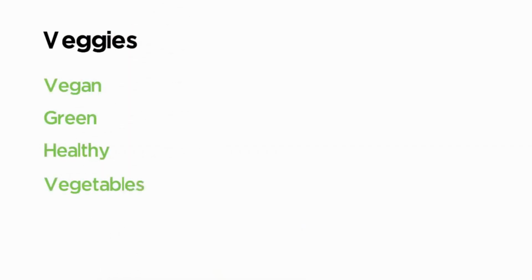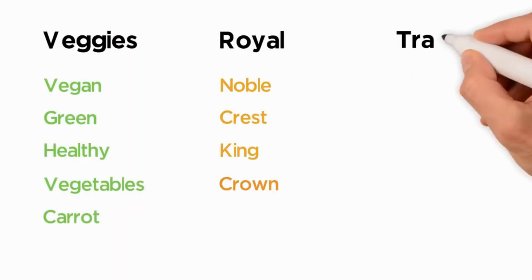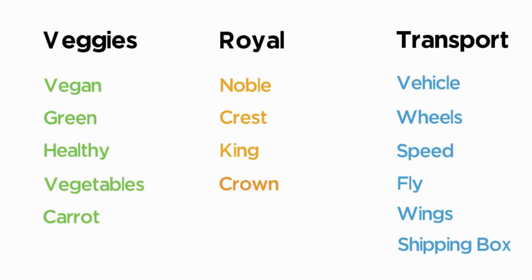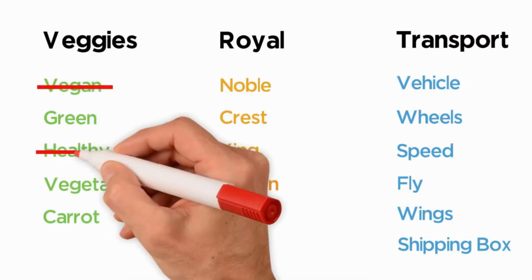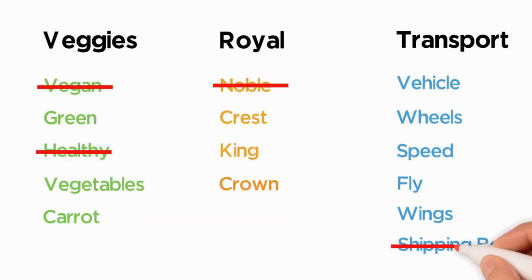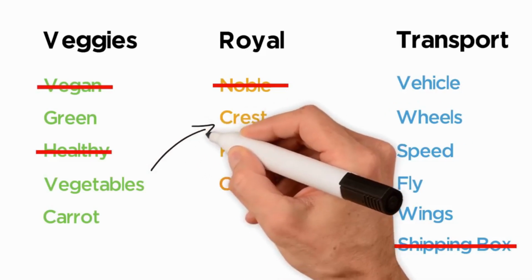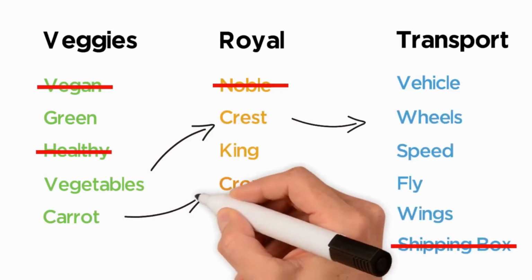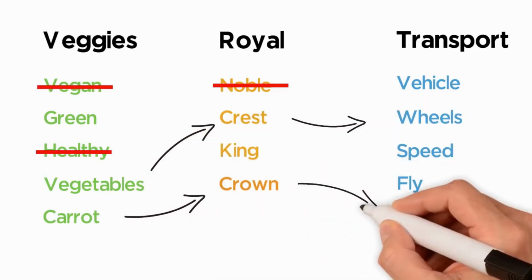Finally, I make separate lists, each main word with its associations. Then I take off the words that I find inconvenient to the project. Then I make some combinations of 3 words, 1 word from each list, so I can get some unexpected ideas for the logo. For example, I will combine vegetables, crest and wheels, or carrot, crown and wings.